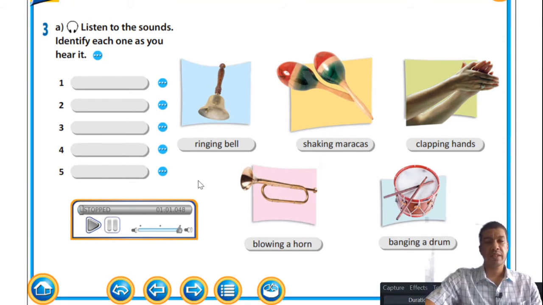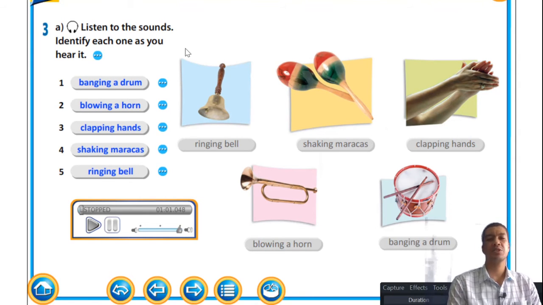Alright, same activity as what we've done before, so we can just fill in the answers. We've listened to the sound, so identify each one as you heard it. Right, so what did you hear first? You heard the sound of a drum. Afterwards, you heard the blowing of a horn, clapping of hands, the shaking of the maracas, and the ringing of a bell. So if we had to put this in the correct order, this is what you heard first.